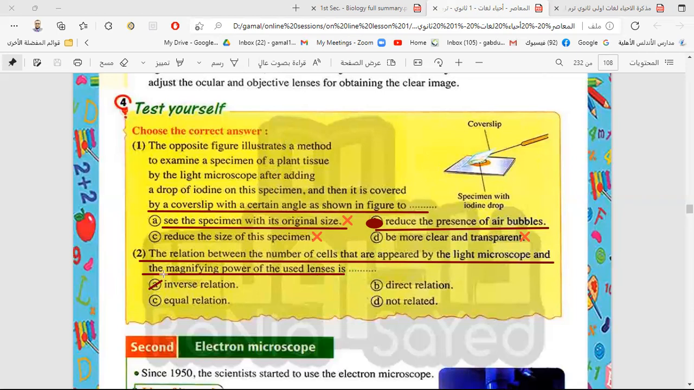Inverse relation means as I increase the power of the objective lens or the magnification power of the microscope, the number of cells that I see decreases. The number of cells decreases. When I use the lower power I will see more cells, but when I use the stronger power I will see fewer cells, but I will see them closer.